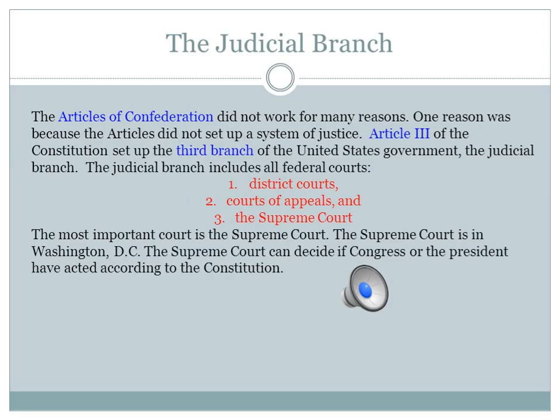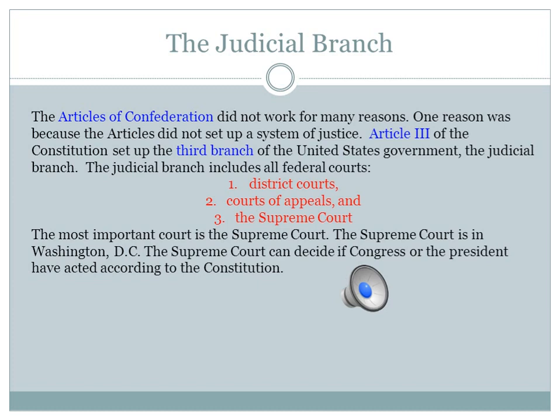Let's talk about the judicial branch. The judicial branch is found in Article 3 of the Constitution. But it didn't come right away. The Articles of Confederation, the beginnings of our Constitution, did not work, for many reasons. One of the main reasons is it was just the beginning of developing a Constitution.